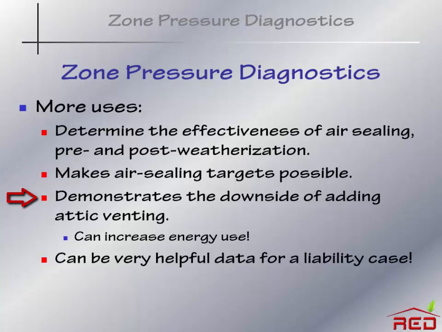ZPD also demonstrates the downside of adding attic ventilation. If you add attic ventilation, something that you are doing is making the roof gable end air barrier less resistant to airflow. This can increase the whole house leakage as a result of that. So this will increase energy use. That's a good thing to be aware of. We never want to overdo attic ventilation because it can very well increase energy use in a house.